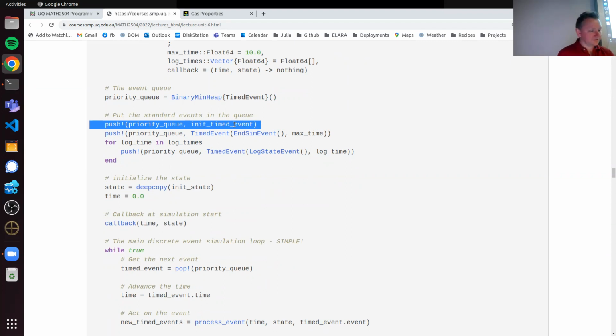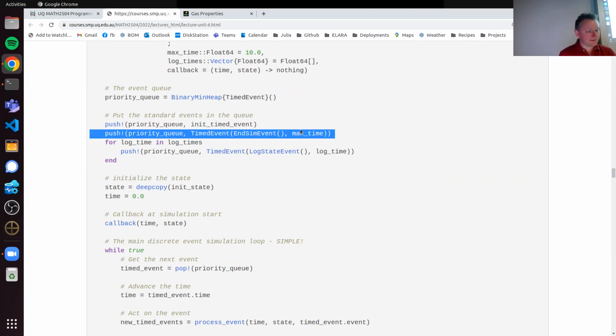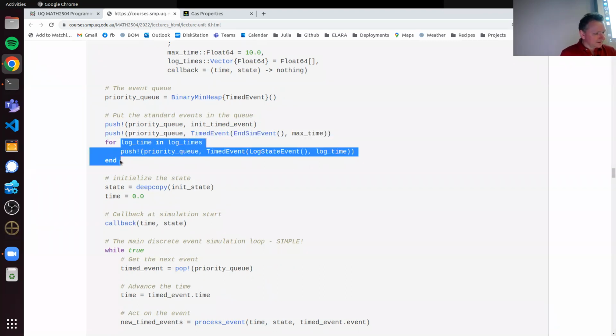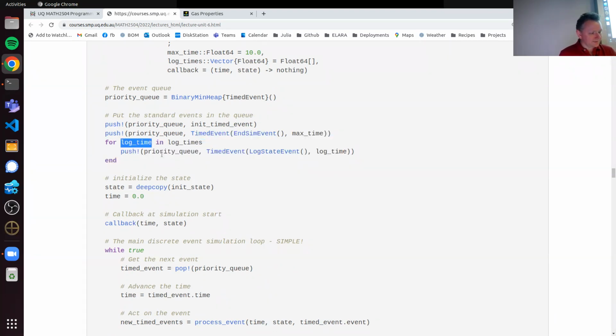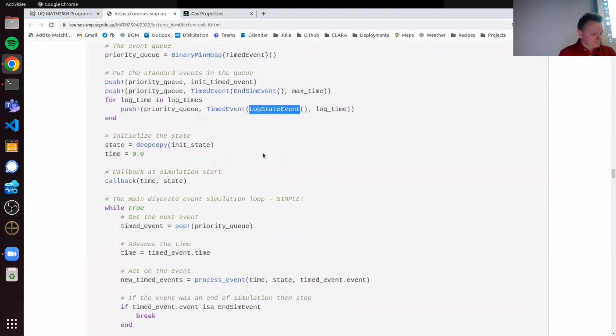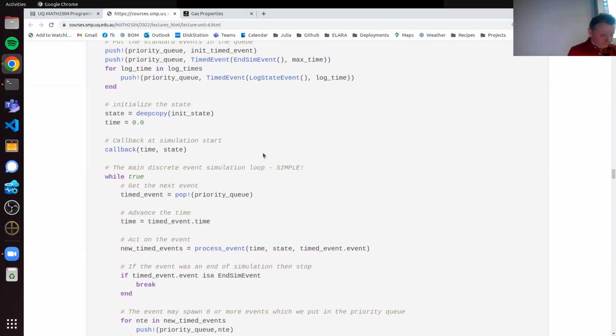What else are we going to put into it? We're going to put in the end sim event at max time, right? Like I said, we could edit this to be a bit more generic, but that's what we're going to do here. And for each of the log times, we're going to put in a log state event. Okay. We're going to make a copy of the initial state. Now we're going to use deep copy just to make sure everything's completely decoupled. And we're going to set the time equals 0, right?